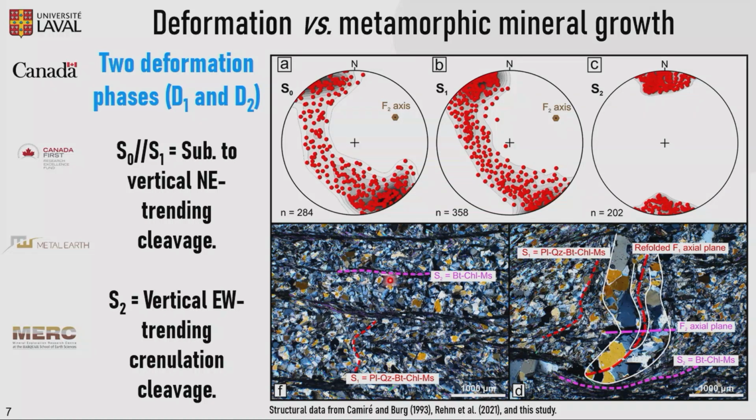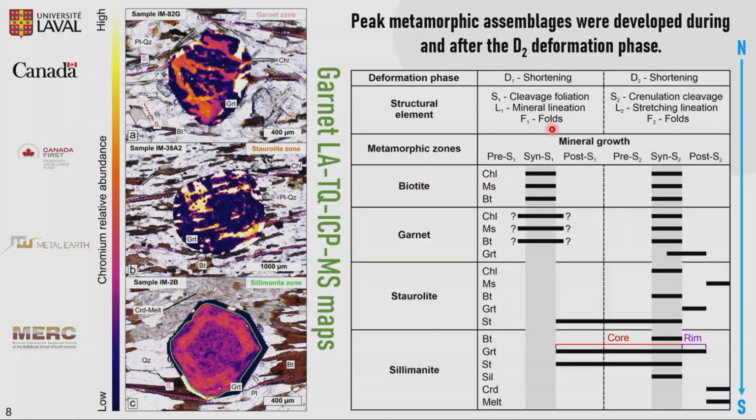We have the S2 as a crenulation cleavage here, and the S1 as microlithons. And here we have the relationship between the F1 and the F2, showing the fold axes for F1 and F2. And now with a better knowledge of the deformation phases, we try to correlate the fabrics we observe with the mineral growth. So we're able to determine that the peak metamorphic assemblages were developing during and after the D2 deformation phase.